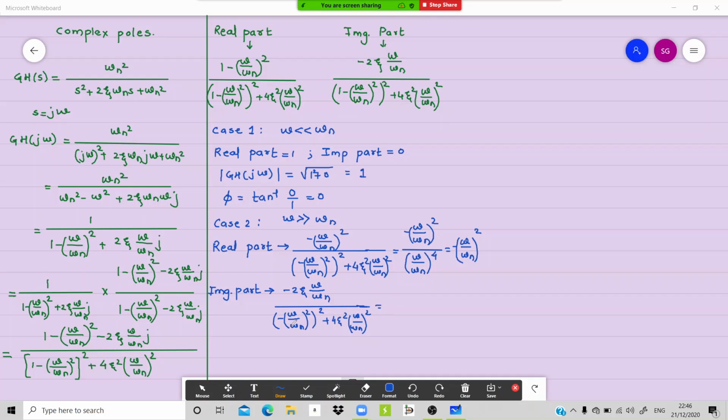For this term power is 4 and for this term it is square, so definitely we can neglect this term. And if you are neglecting this term, you will find power 4 power 1, so it is going to be equal to power 3, and in the numerator it will be minus 3. So I'll write it directly, minus 2 zeta omega upon omega n raised to minus 3. So we got the real part, we got the imaginary part. We'll try to square it and we'll see what j omega we are getting.